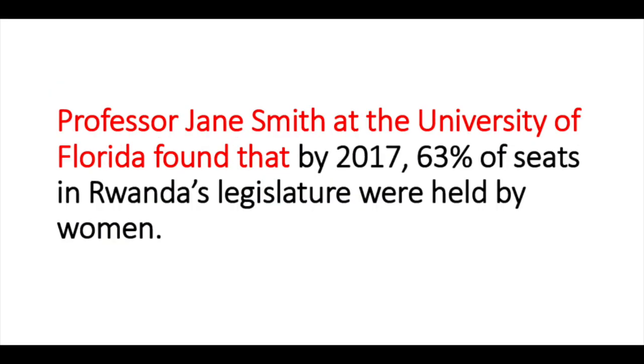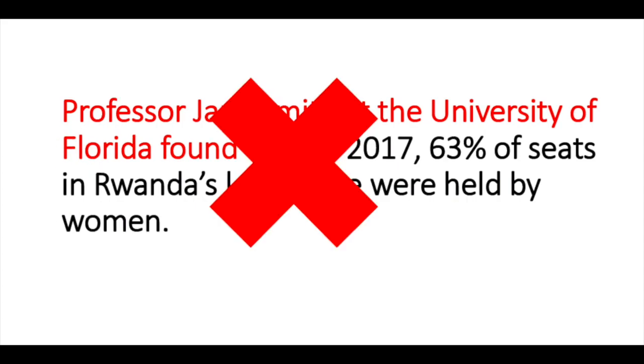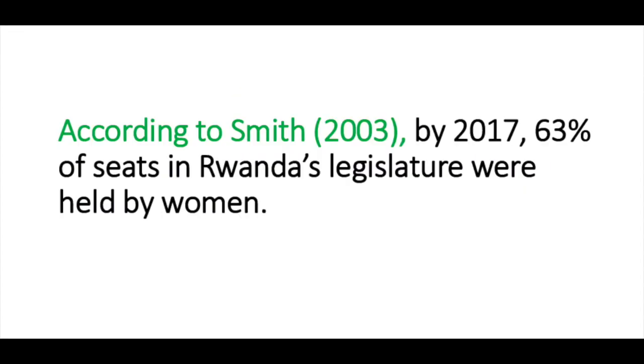Another thing students will like to do is something like this. Professor Jane Smith at the University of Florida, right? You want to tell me somehow where they're from or what they're doing or their status. Again, don't need that. That does not need to go in the in-text citation. All you're doing is a parenthetical. So something like this. According to Smith, parentheses 2003, that's the date of publication you're referencing for me. By 2017, 63% of seats in Rwanda's legislature were held by women.